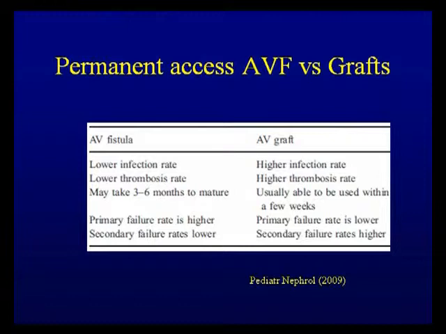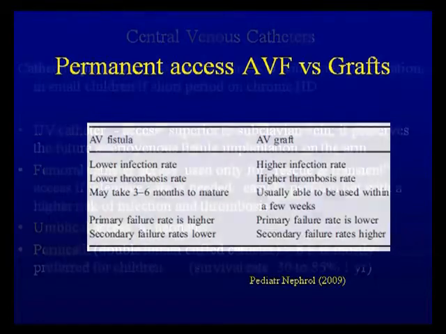Just a quick comparison of fistulas versus grafts. Fistulas have very low infection rates and lower thrombosis rates, but may take 3 to 6 months to mature, as compared to AV grafts, which could be used within a few weeks. The primary failure rate is higher as opposed to AV grafts, but secondary failure rates are lower, and obviously in us, in the Indian scenario, there are cost benefits also.